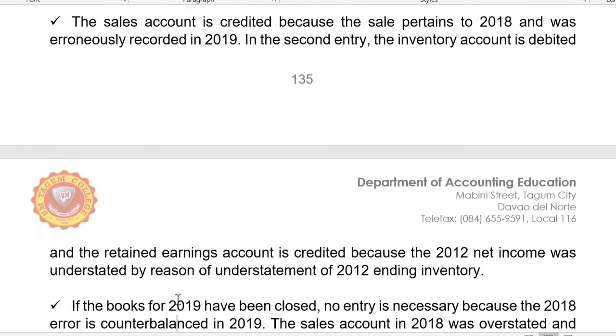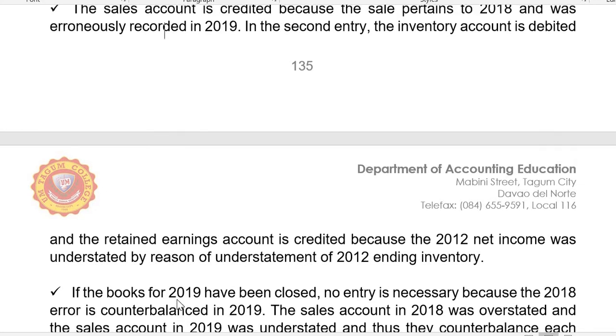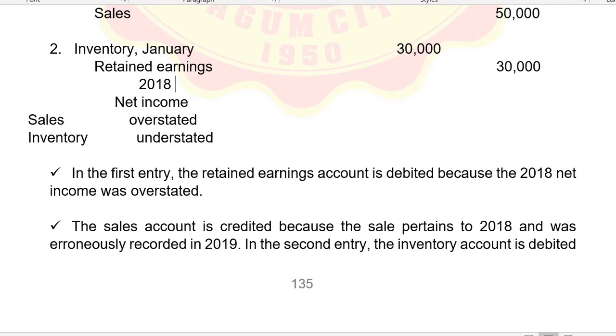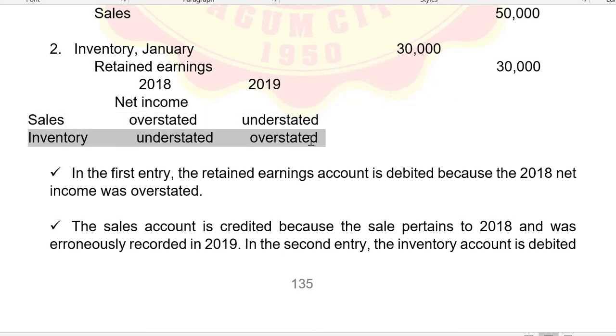So, if the books have been closed for 2019, no adjusting entry is necessary, no? Kasi of course mag-counterbalance lang yung error, no? Kasi for 2019, your sales will be understated. Okay? So, understated yung sales, understated yung net income mo. And then, for 2019 also, your beginning inventory is also understated. If understated yung beginning inventory mo, understated yung cost of goods sold, so overstated yung net income. Okay? So, take note na counterbalance yung dalawang error. Okay? And for the sales, also, and for the inventory, na counterbalance.